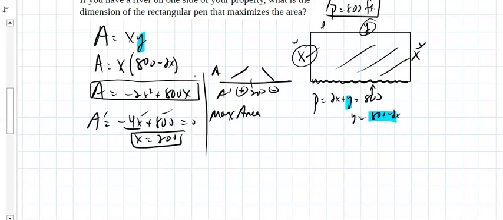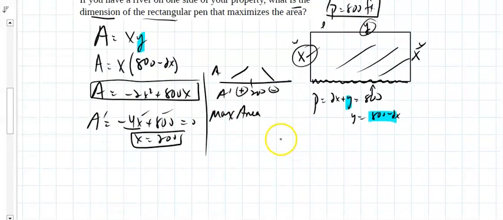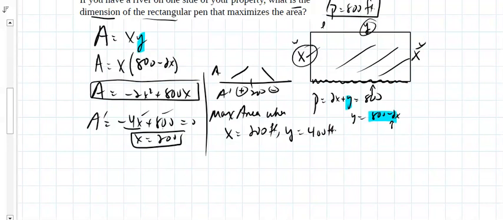Now, do they want the maximum area or the dimensions? If you look at the problem, it says, what is the dimension of the rectangle? They want the dimensions. Maximum area when the length is 200 feet and the width is, if I put 200 in there, 800 minus 400, that's 400 feet. And if they say what's the area, you multiply those. Or you could simply say maximum area when you have 200 feet by 400 feet. That's normally how we write dimensions.